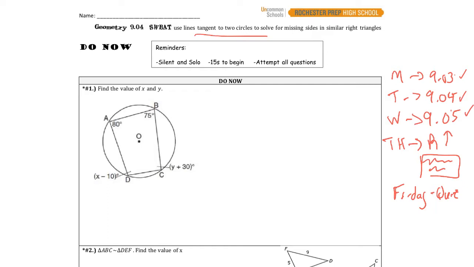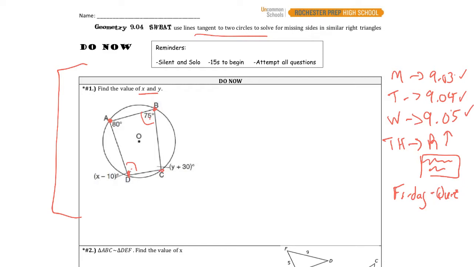So yesterday we talked about inscribed quadrilaterals. That is a quadrilateral in a circle. So this is a picture of one. And we learned a property that angles across from each other add up to 180. So angle D and angle B would add up to 180 here. Now, you could pause this video and try those two questions to find X and Y, and then hit play when you're done.